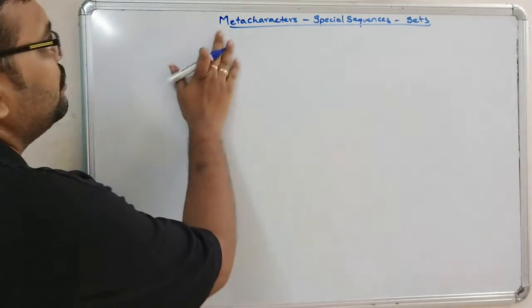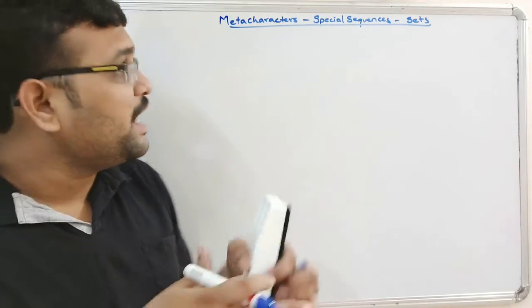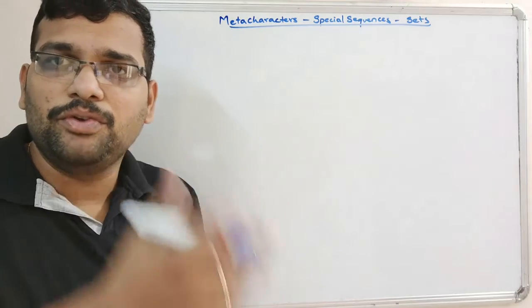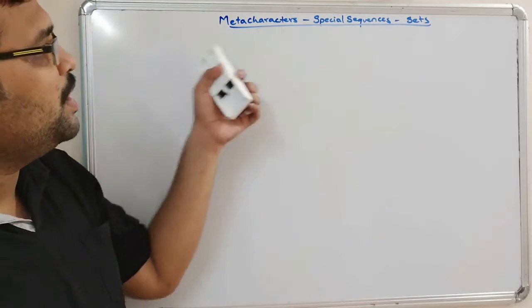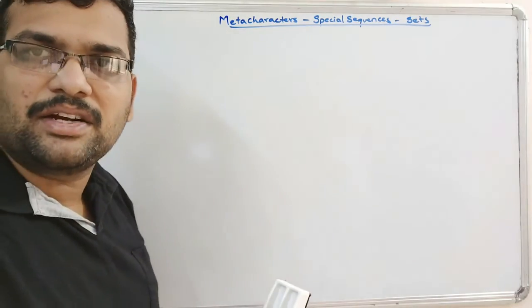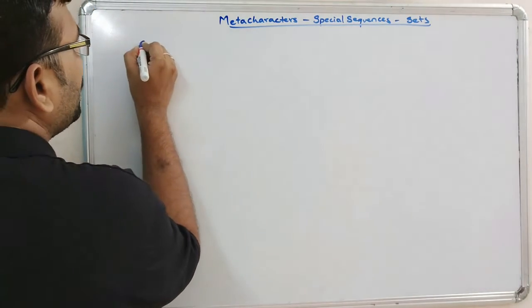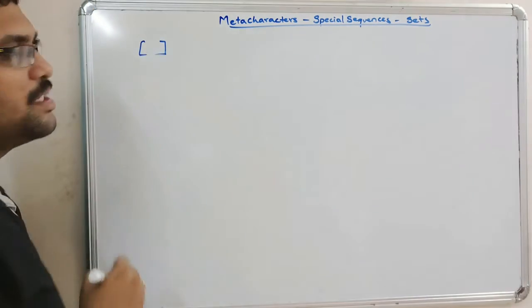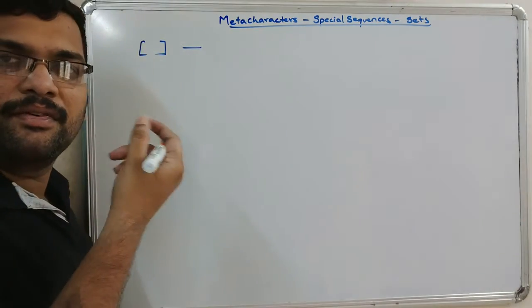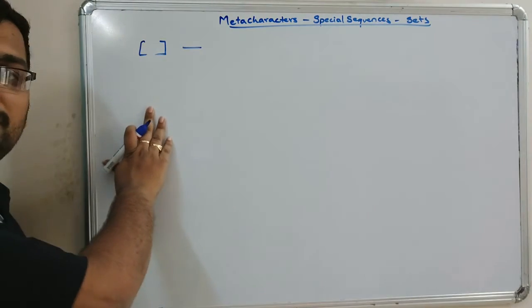Coming to the meta characters, I will list out all the meta characters, special sequences and sets, and then we will go to the interpreter and I will show you a program demonstrating all of them. First, let us list them here. Square braces are used, and in between the square braces the text, letters or words are written.